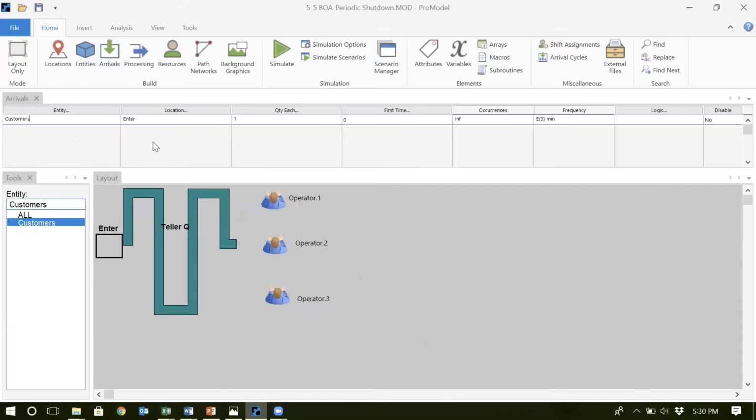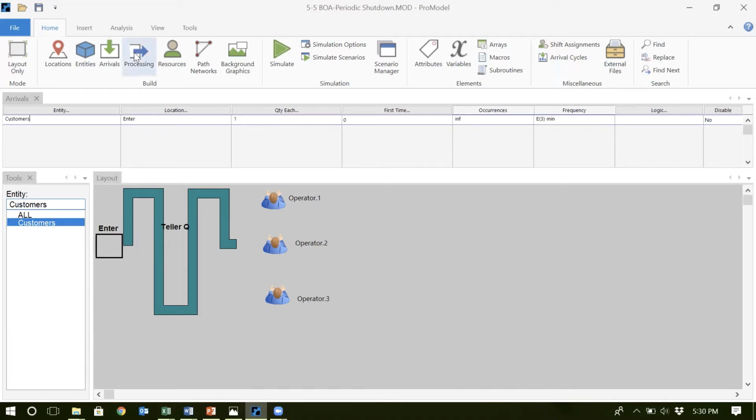In terms of the arrival, it is simple. Customers go to the entrance, and then they come to the system one at a time from the start of the simulation for as long as we run the simulation. And then the inter-arrival time is 3 minutes, exponentially distributed.